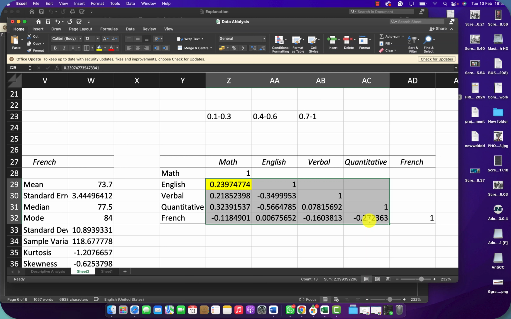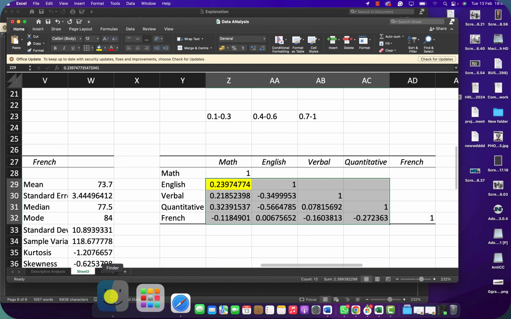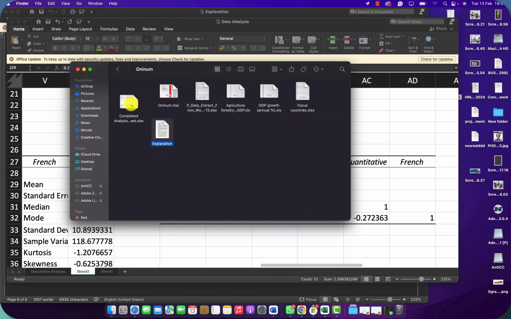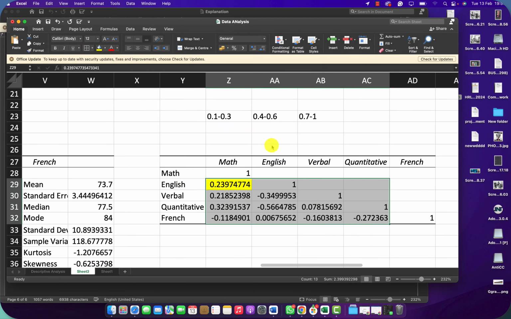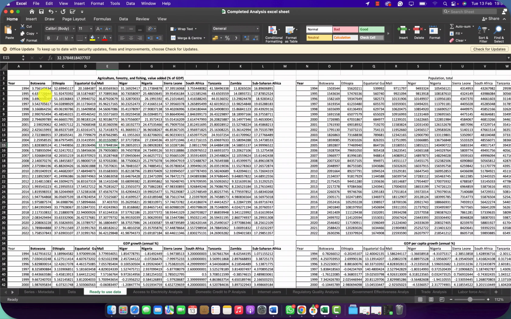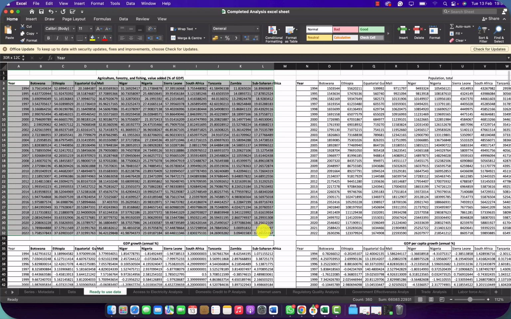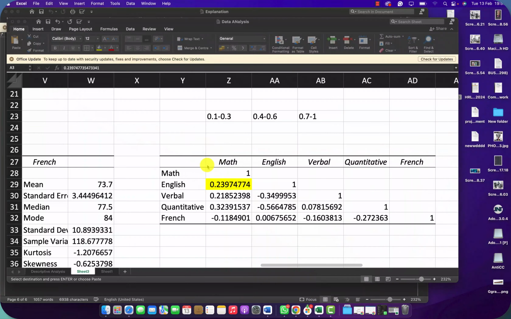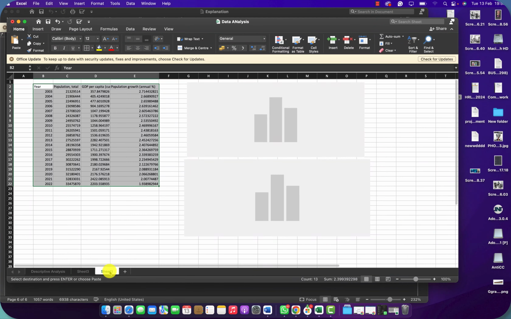But now this one is just guess data. Let's use real data that was downloaded from a database. Let me use one of these datasets. This is the agricultural, forestry and fishery value added per GDP value. Let me bring this dataset in; let me create a new sheet.